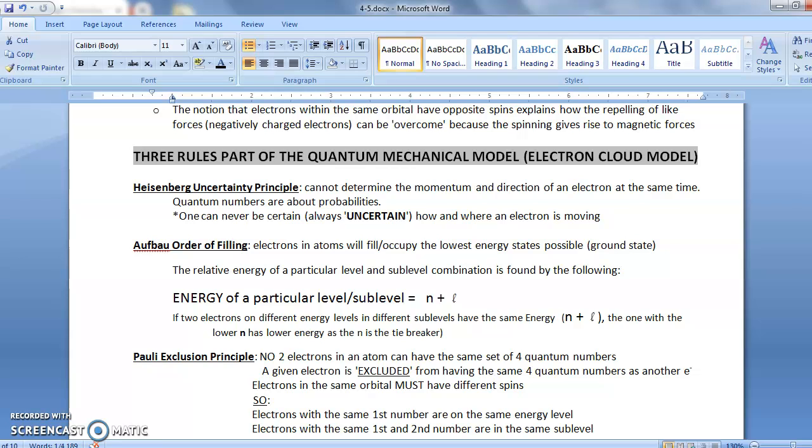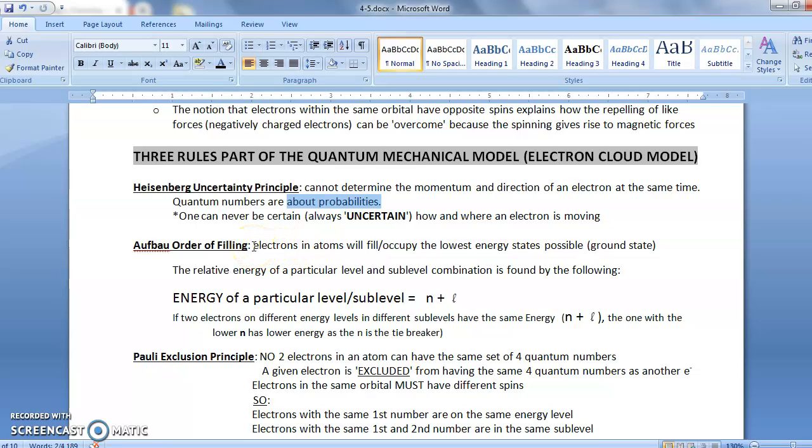Those are our 4 quantum numbers. But when we look at our 4 quantum numbers, we want to remember that the quantum numbers are not trying to tell you where an electron is. It's just giving you a probability. Heisenberg's uncertainty principle says it's impossible to determine the momentum, an exact location, or direction an electron is moving at the same time. Quantum numbers are just probabilities. You can never be certain where an electron is or where it is moving.